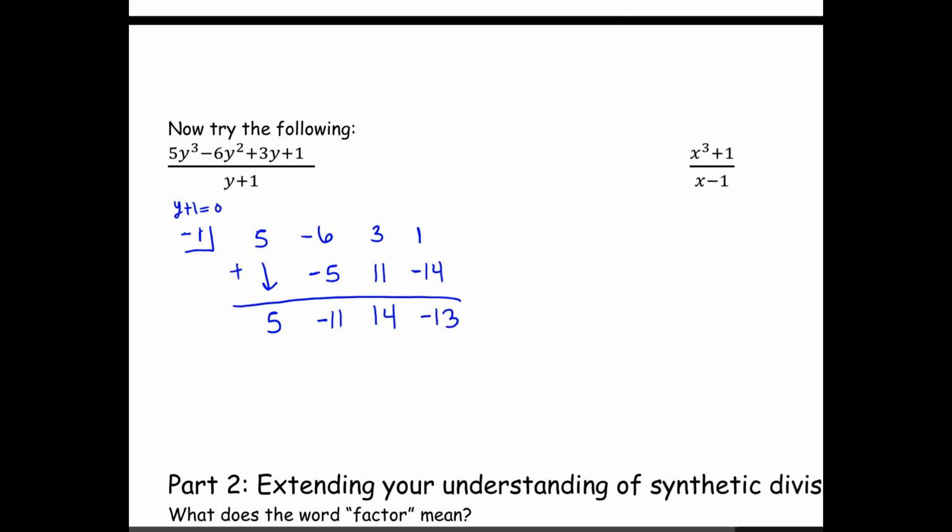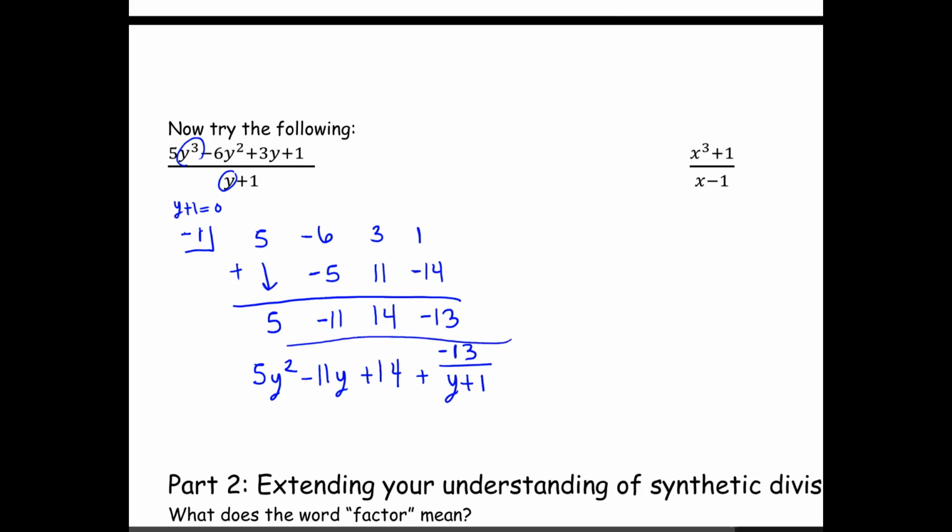Now, how do I put my answer back into the form it would need? This is the coefficient. The coefficient of what? Y squared, right? Because you're taking y cubed and you're dividing it by y, so it's going to be 1 degree less. So it would be 5y squared, and then you just go downwards. Minus 11y plus 14 with a remainder of -13 over my divisor, y plus 1.